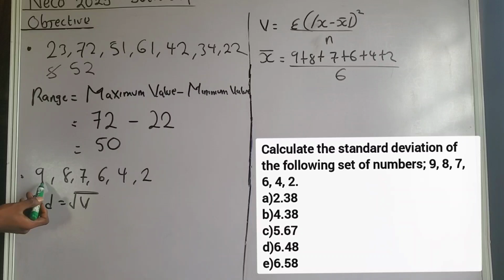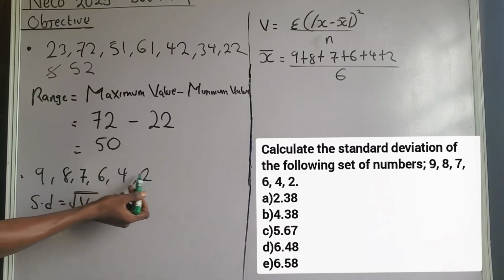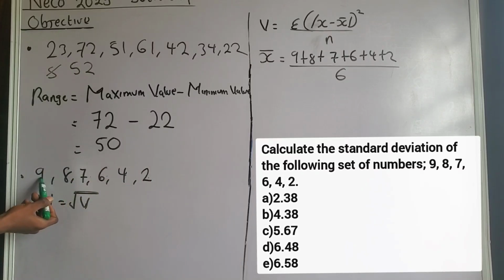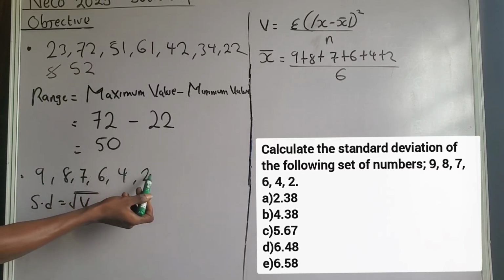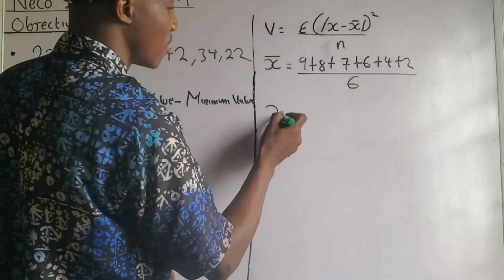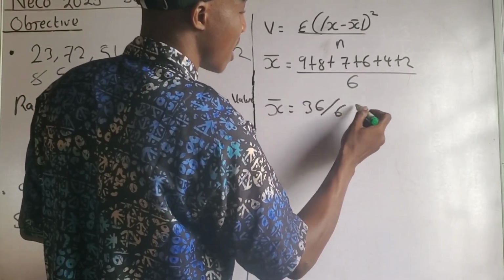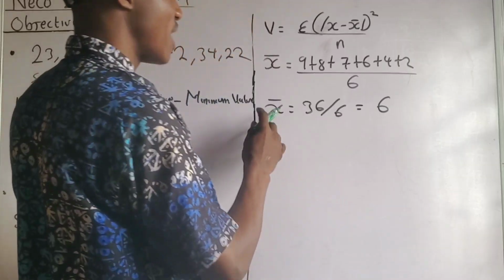That is, I take the summation of these, all over the total count of all: 1, 2, 3, 4, 5, 6. We are going to have the mean equals 36 all over 6, and that is 6. So x bar is 6.